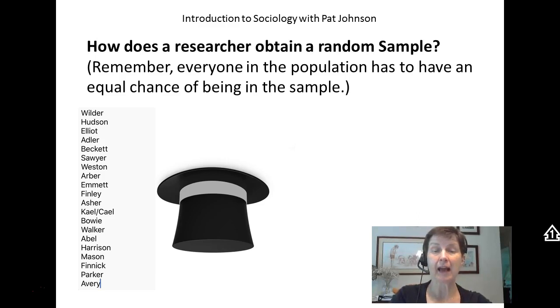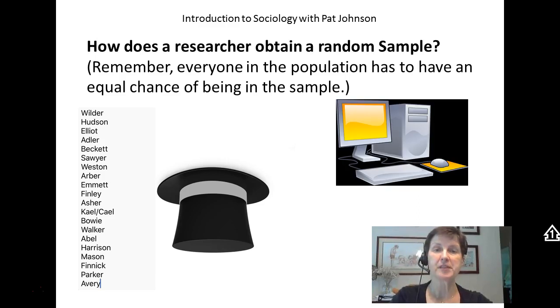It's not done with a hat anymore. What is usually done is with a random sample generator on a computer. The computer has the whole list of the population and then randomly selects the sample size that the researcher wants. If it's done this way, it is a random sample and will be representative of the population.